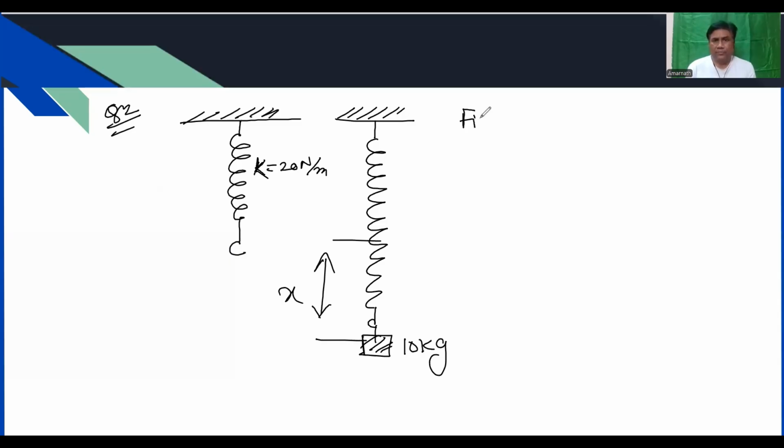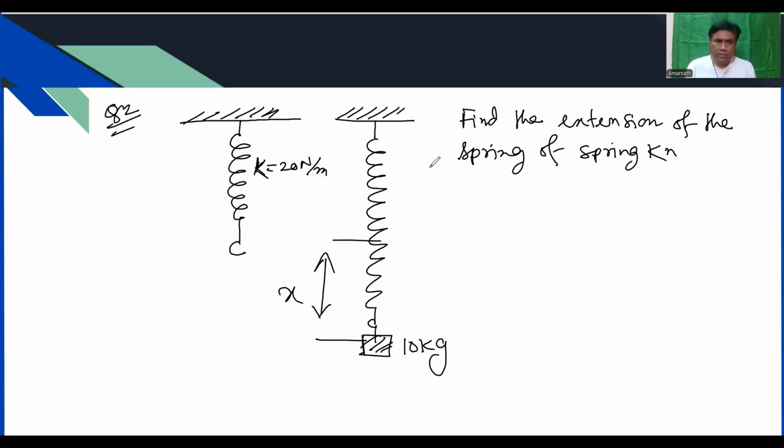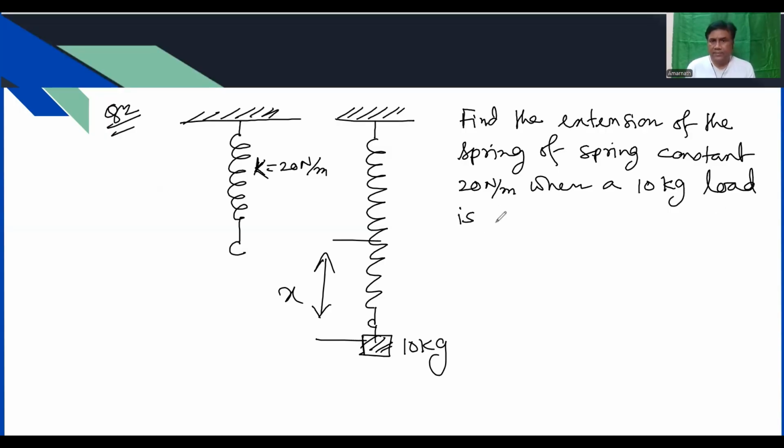So what is the question? Find the extension of the spring of spring constant 20 Newton per meter when a 10 kg load is suspended vertically from it. Okay, please write the question first.